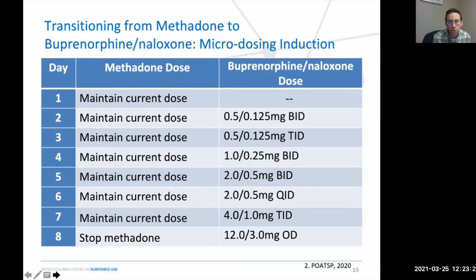And then you can see you gradually work up from 0.5 TID, 1 milligram BID, 2 milligrams BID, 2 milligrams QID, 4 milligrams TID, and then 12 milligrams OD. So once you get to about 12 milligrams, somewhere in the range of 10, 12, 14, 16 milligrams, you have a large proportion of your opioid receptors covered with buprenorphine, and then you can just completely stop the methadone.